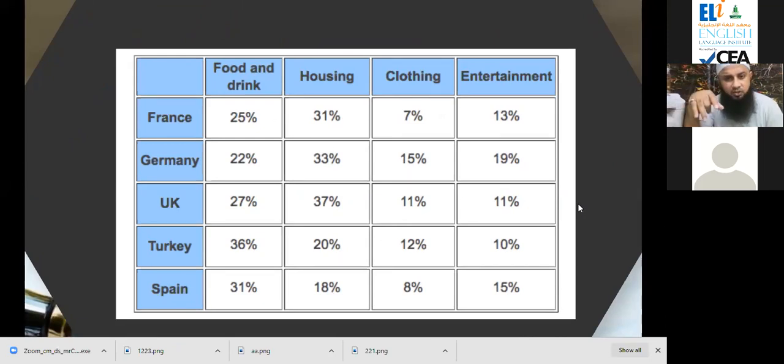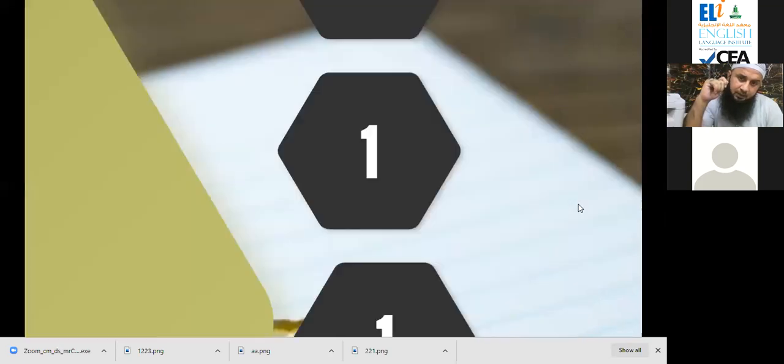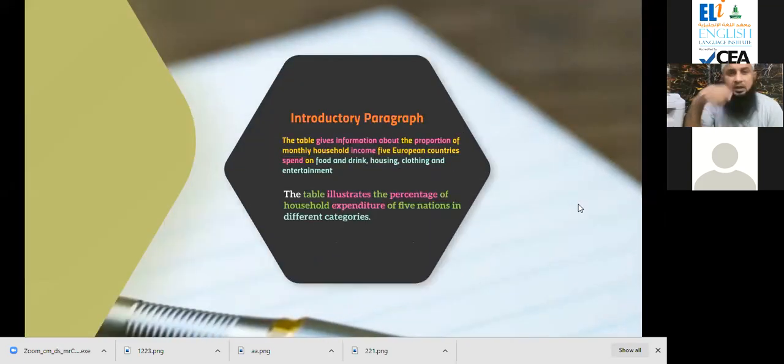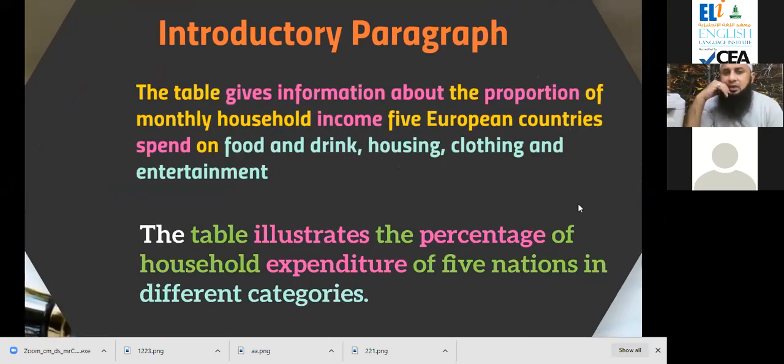And again, you have to check where they check. So what you do is summarize only the major and most important, and the least important, like the shortest percentage as well. Now, check this. The table gives information.